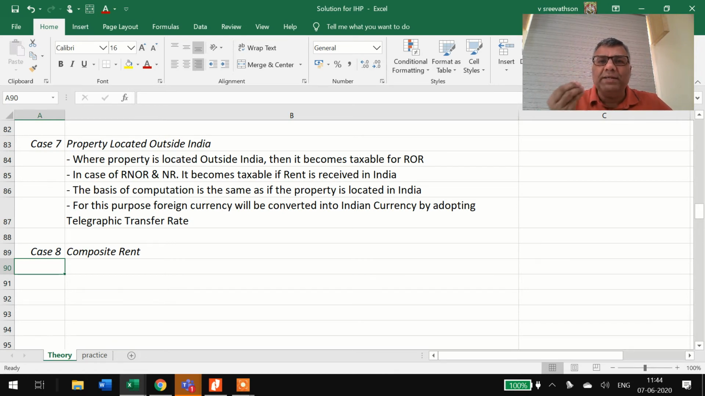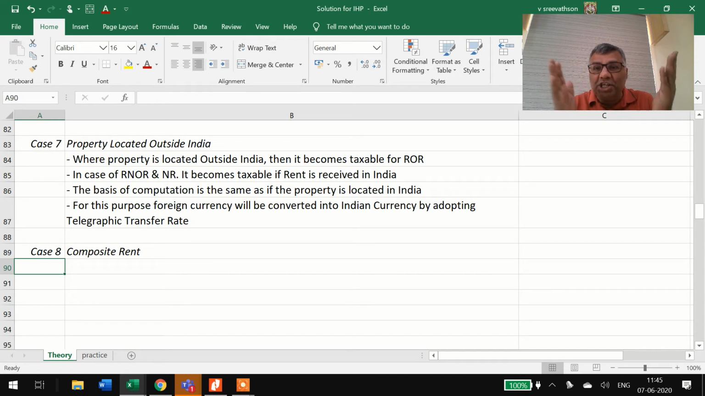Composite rent is 20,000. The law says, the title of this chapter is clear: income from house property. So income from house property is taxable in this chapter, and income from amenities will not be taxable under this chapter. Income from amenities is not taxable in this chapter, but in some other chapter. It will be taxable in the other sources chapter.